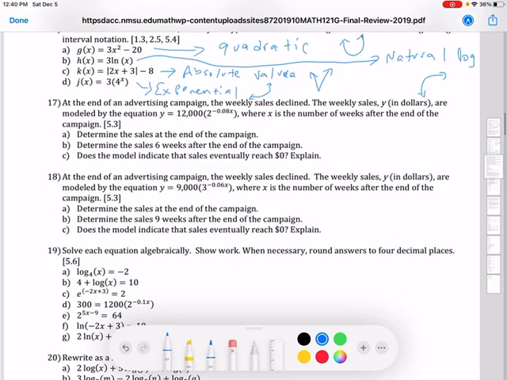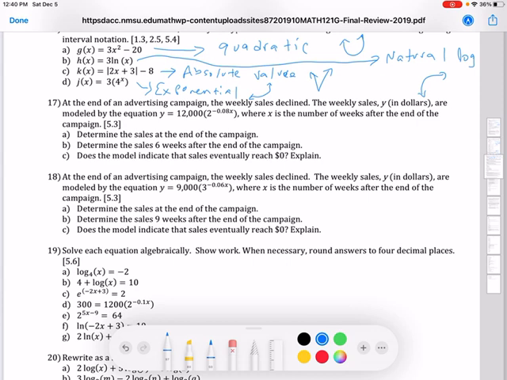Let's move on to this one. Let's do one of these. 17 or 18 are similar, so let's try one of these. Determine the sales at the end of the campaign. Let's see. At the end of the advertising campaign, the weekly sales declined. The weekly sales in dollars are modeled by the function y equals, where x is the number of weeks after the end of the campaign.